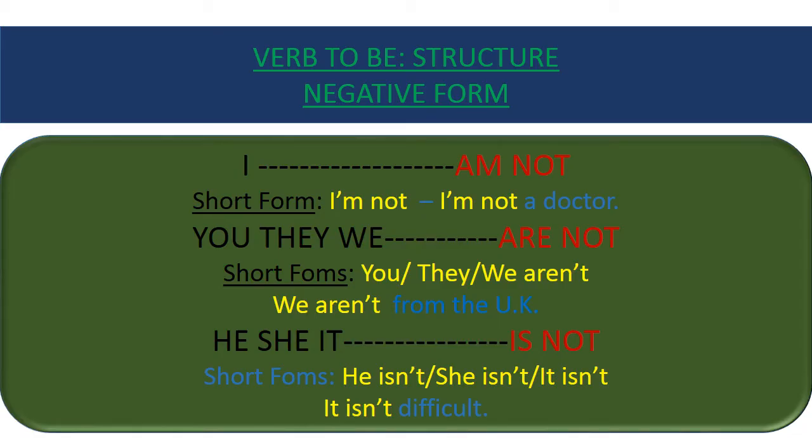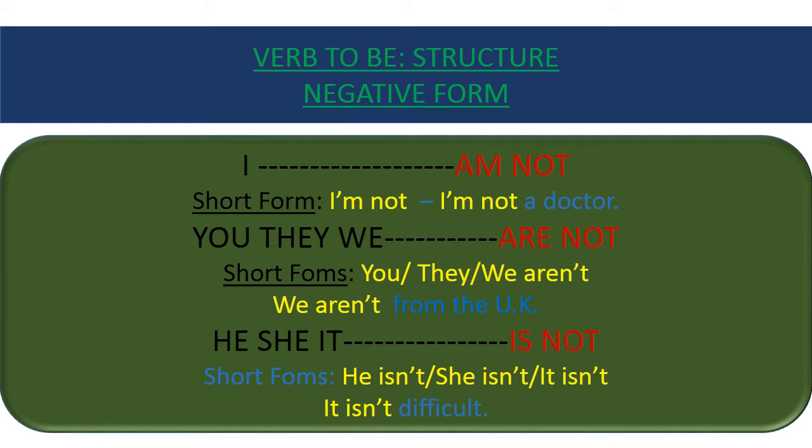Now, in the case of the negative form, it's not very difficult because you just put the particle not. I am not. But for everyday use, we use short forms. I'm not. For example, I'm not a doctor. Then for you, they, we, we use are not. Be careful with the pronunciation when you use the short form. You say you, they, we aren't. That is the correct pronunciation, aren't. We aren't from the UK.